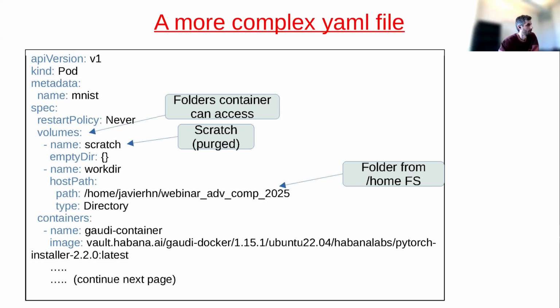Then in this example, I'm defining a different folder. That's somewhere I will work. I call it work here. Could be anything. And the path is in my home folder. That's the folder I'm using for this webinar. Okay, we have these two folders, and then we define the container again as before.